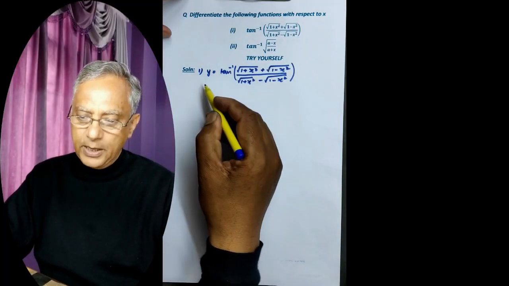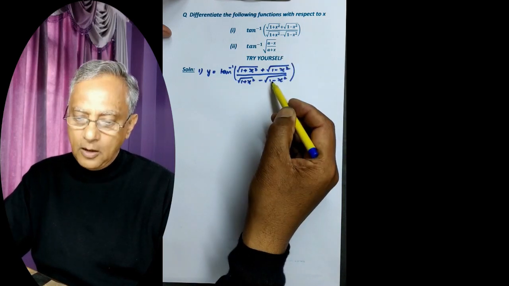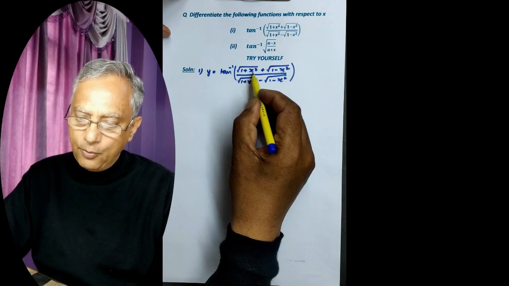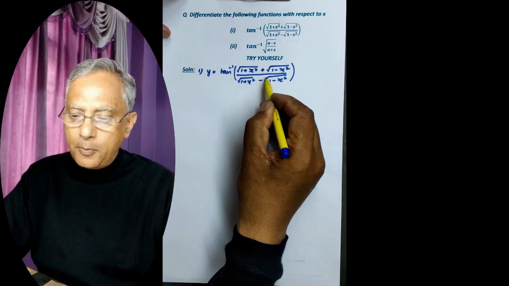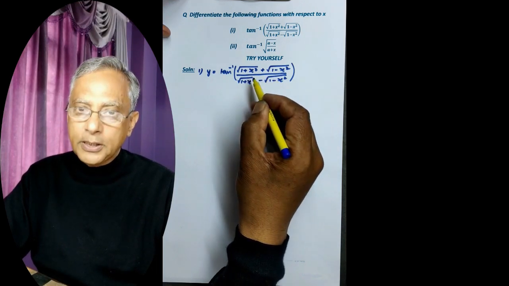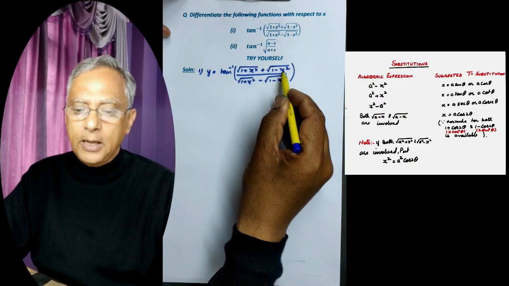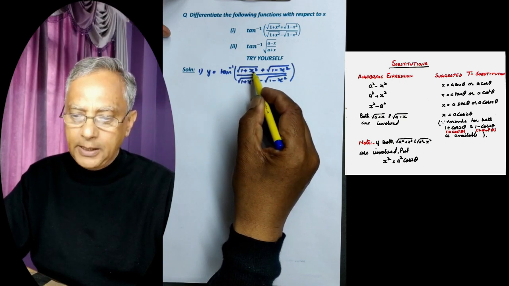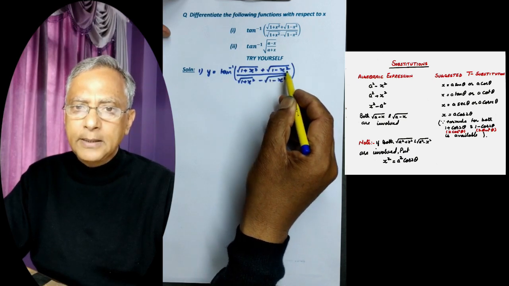Now next question is, we are given y equal to tan inverse of this. Now what we note here is, we have both 1 plus x square and 1 minus x square in this question. And corresponding to this, we have a formula for both plus minus in cos. We have 1 plus cos 2 theta and 1 minus cos 2 theta. 1 plus cos 2 theta is 2 cos square theta, and 1 minus cos 2 theta is 2 sin square theta.